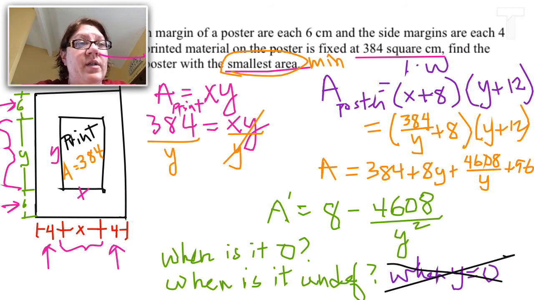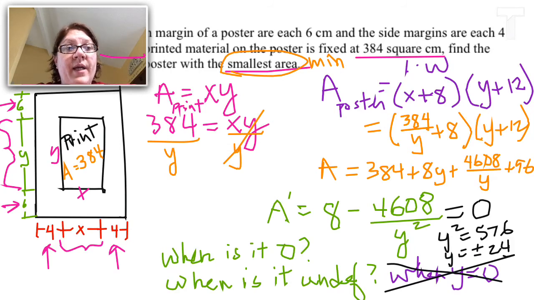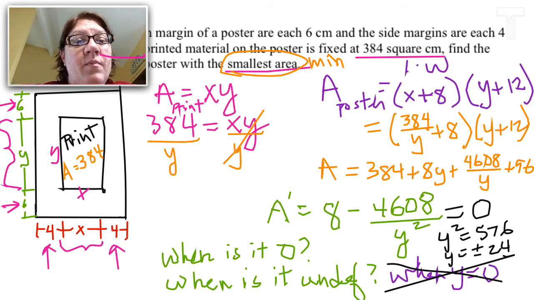But if I set it equal to 0 and I solve, I get, make sure you go through all the steps to check that math. Don't just copy it down, slackers. Okay, so I get a plus and minus 24, but obviously I can't keep the negative 24 either because it's length. So I'll just keep the y is 24.